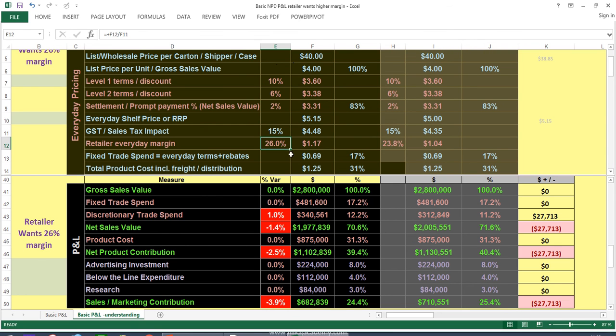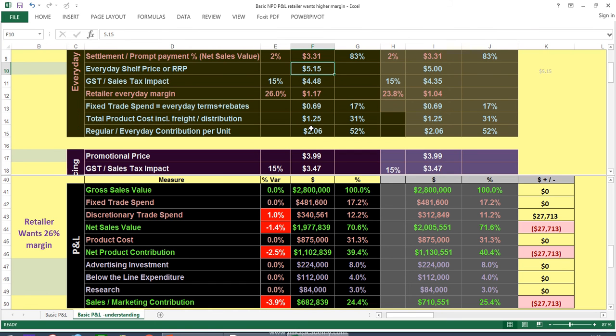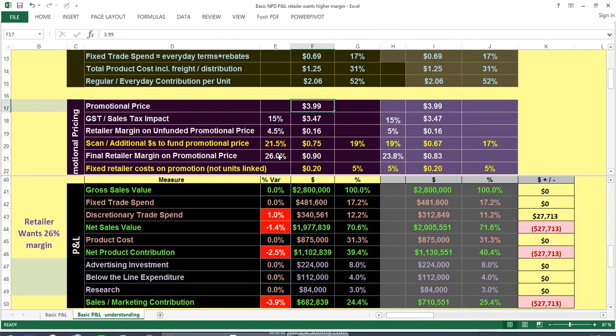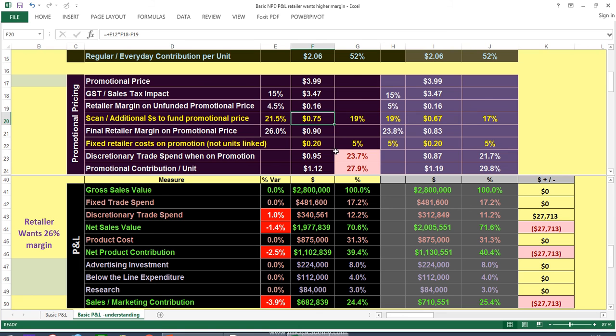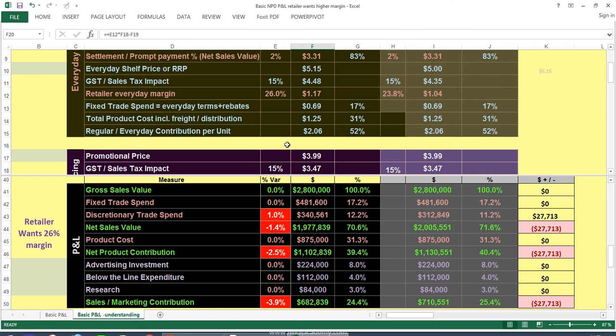So now you're happy. Everything is great. What happens here? Again, discretionary trade spend now jumps up a fair bit. And that basically happens because you were earlier discounting from $5 down to $3.99. Now you have to discount from $5.15 all the way to $3.99 to deliver 26%. So you're giving them 67 cents earlier. Now you're giving them 75 cents. And these numbers just go up and up in terms of the discretionary trade spend, as well as the promotional contribution per unit starts dropping quite a bit. And you can see that in the final P&L down here.